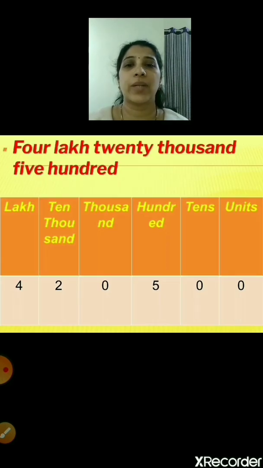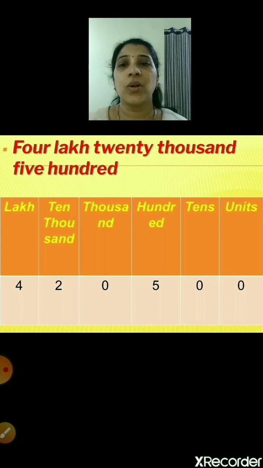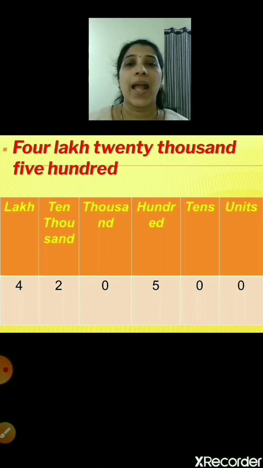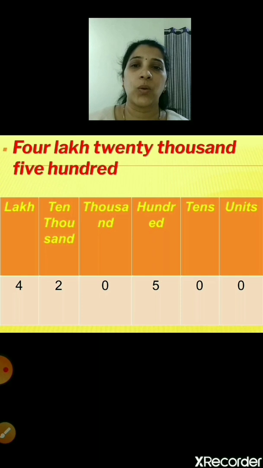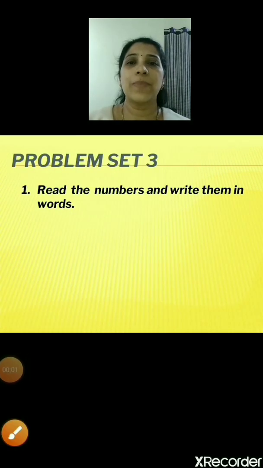Let us take one more example. 4,20,500. Now again, as I told you, from left, 4 lakh. So 4 will come in the lakhs place, then 20,000. So 2 will come in the 10,000s place and in the thousands place 0 will come. Now it is 500. So 5 will come in the hundreds place and the tens and units places will be 0. So let us start with problem set 3.